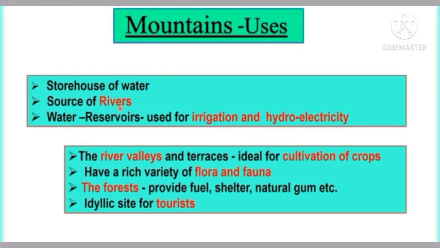Mountains are very useful. The mountains are a storehouse of water. Many rivers have their sources in the glaciers in the mountains. Reservoirs are made and the water is harnessed for the use of people. Water from the mountains is also used for irrigation and generation of hydroelectricity. The rivers, the river valleys, and the terraces are ideal for cultivation of crops. Mountains have a rich variety of flora and fauna. The forests provide fuel, fodder, shelter, and other products like gum, raisins, etc.